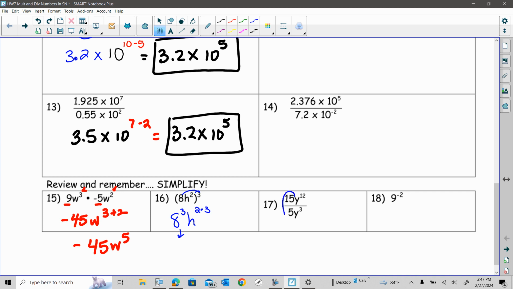Here, when we divide, that's 3. We're subtracting the exponents. So write the final answer on 17.